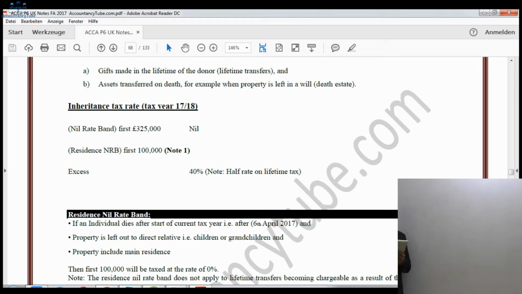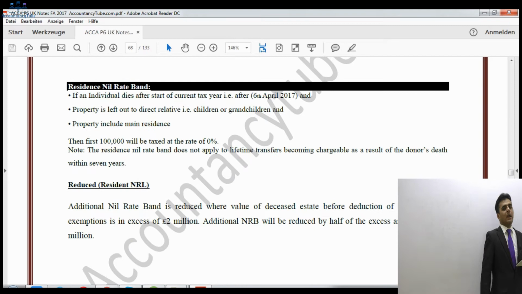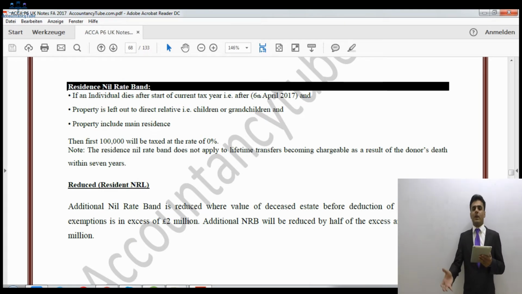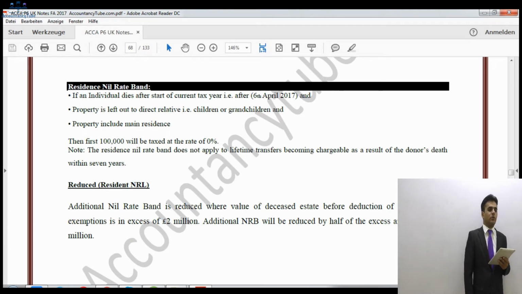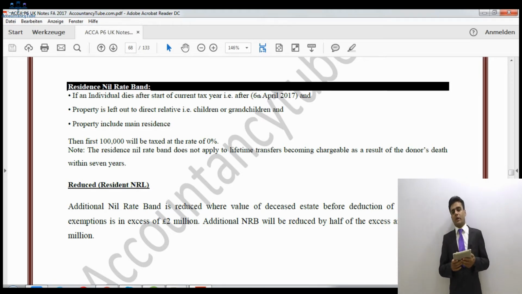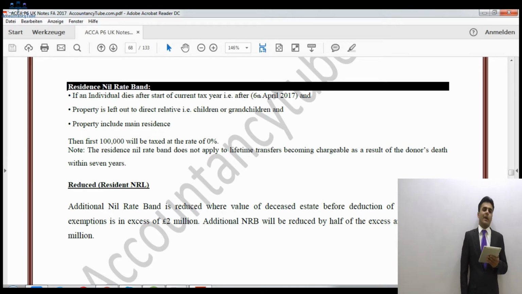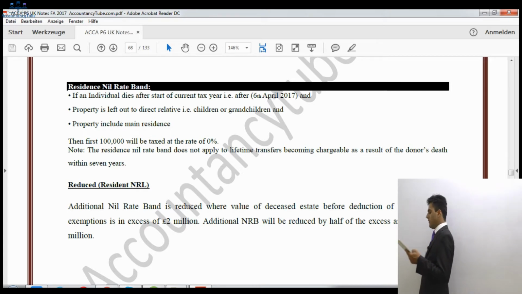Please remember that it is a death tax rate. However, for lifetime there will be half rate. And again, if it is a CLT, of course the lifetime tax will be on the chargeable lifetime transfers only. So if it is transferred, who is paying the tax? If the transferor is paying the tax, then it will be at the rate of 25%. However, if the transferee, the trustee, is paying, then it will be at the rate of 20%. Right? Now, the residence nil rate band is explained in detail below.